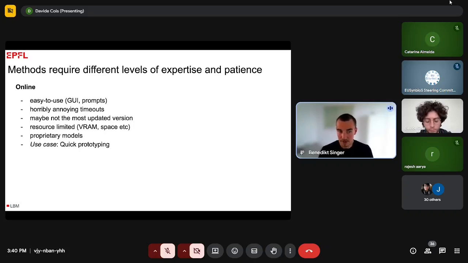Like for prototyping, it's very good. The only downside is if you were to go for a production scale job and say like, oh, I have this hard target, I want to design 10,000 binders against it, this will probably not work. Because you will need a lot more GPU power for this, and it will also just take really long. I mean, if you have a Google Colab Pro account, it might work, but it will definitely take some time.